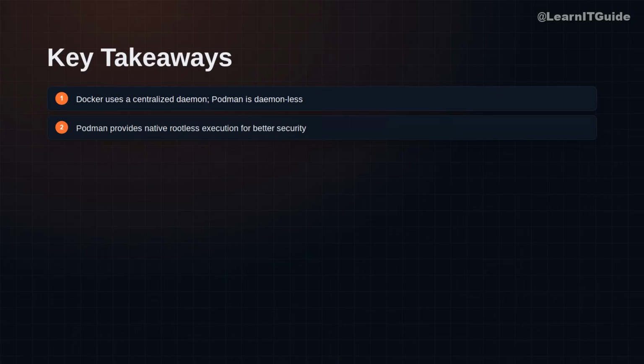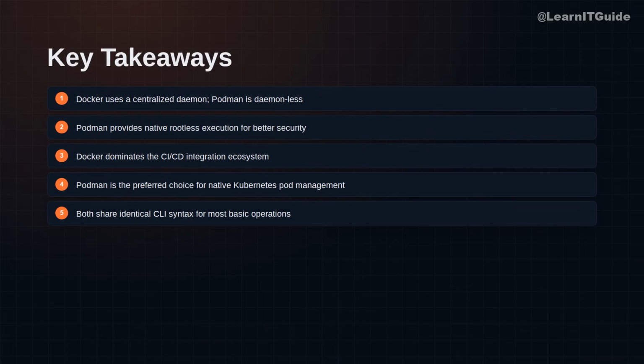To recap, Docker remains the industry standard with the largest ecosystem support. Podman provides a safer, daemon-less architecture that is perfect for secure, multi-user environments. Docker uses a centralized daemon, while Podman gives you independent processes. Podman shines in Kubernetes native workflows. And remember, the CLI syntax is largely shared, making the transition easier than ever.